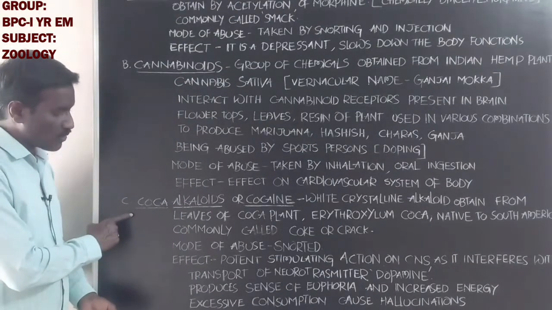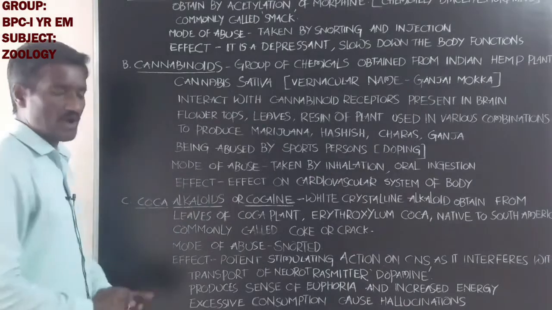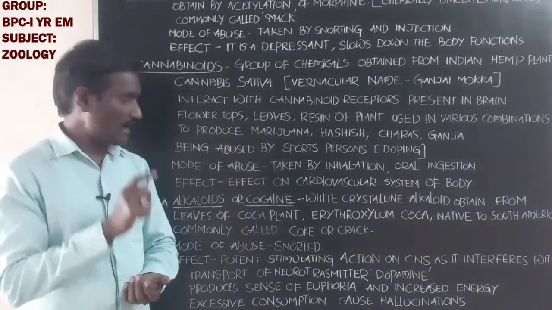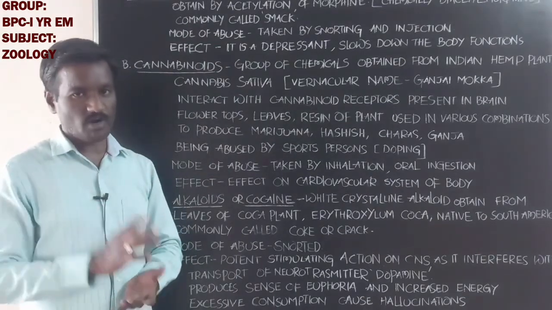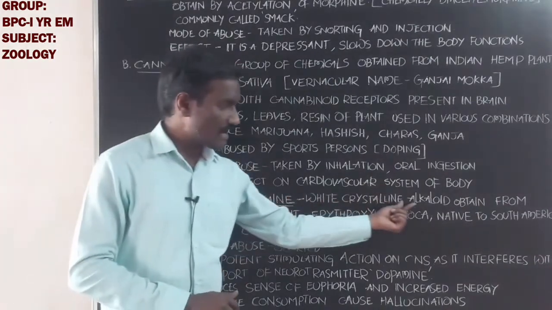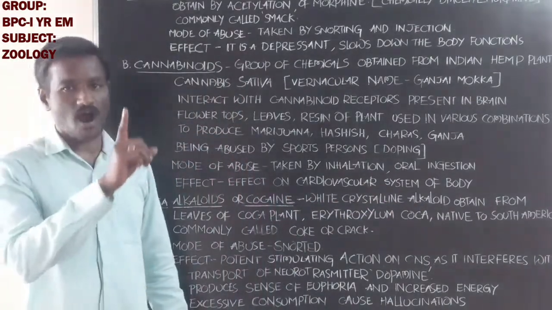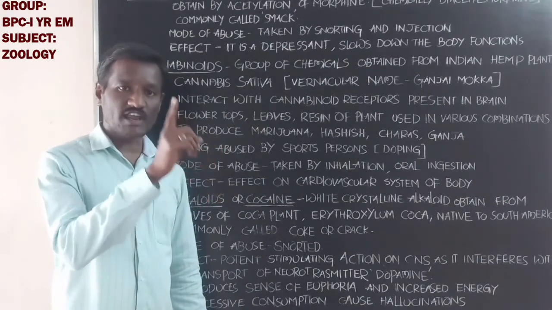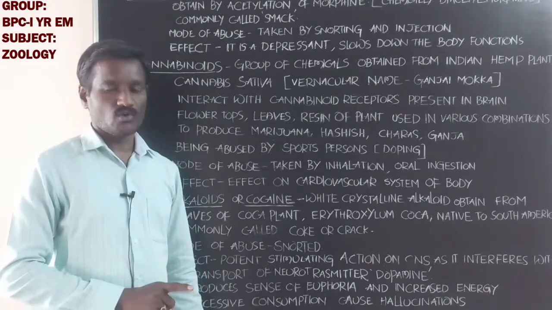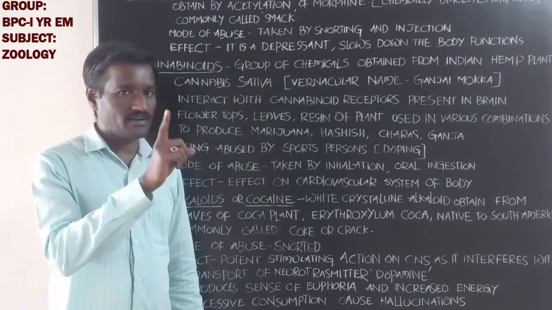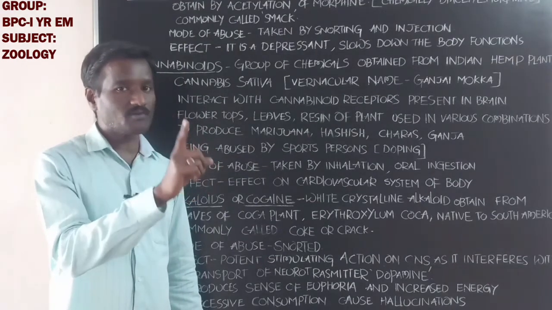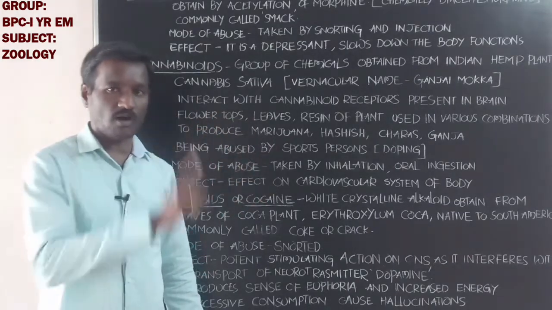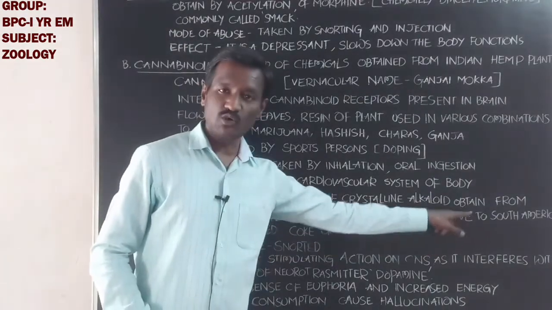Next, another one, coca alkaloids or cocaine. This is the third type of drug. It is a white crystalline alkaloid obtained from the leaves of the coca plant. The scientific name is Erythroxylum coca. Native place is South America.